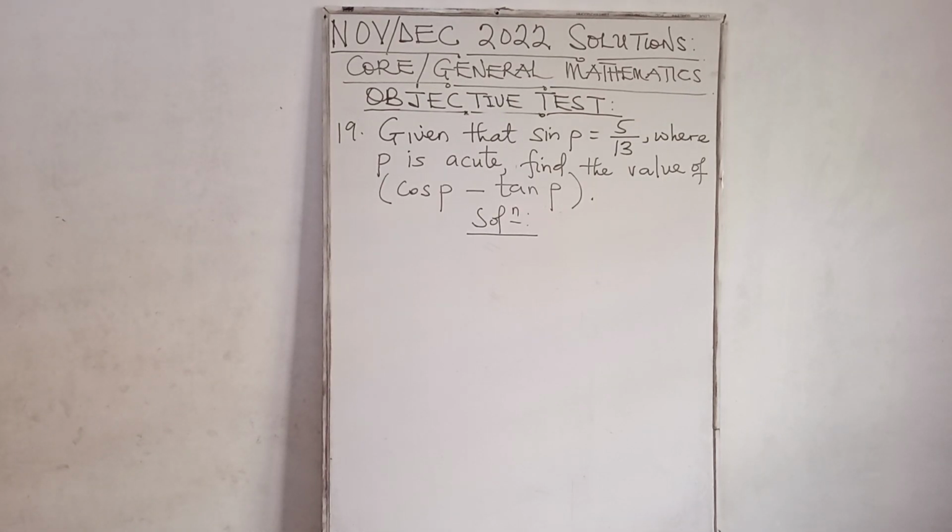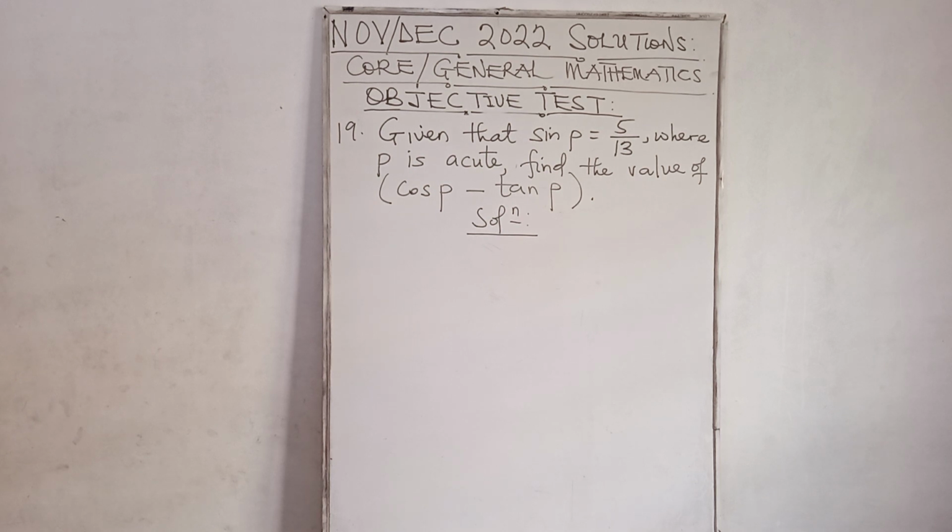All right, let's see this question. Question 19. Given that sine p equals 5 over 13, where p is acute, find the value of cos p minus tan p. Again, given that sine p equals 5 over 13, where p is acute, find the value of cos p minus tan p.